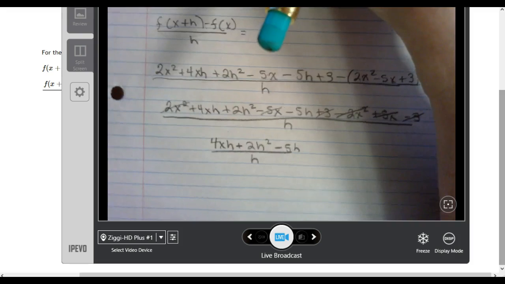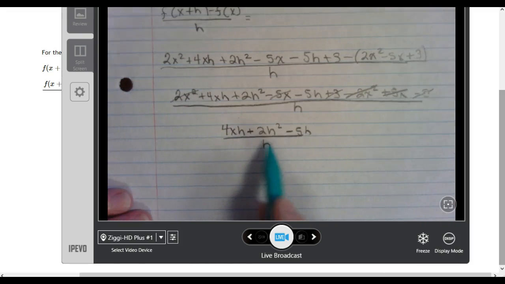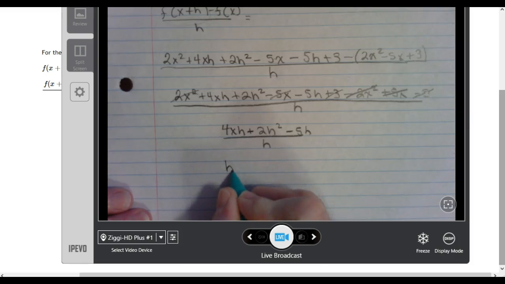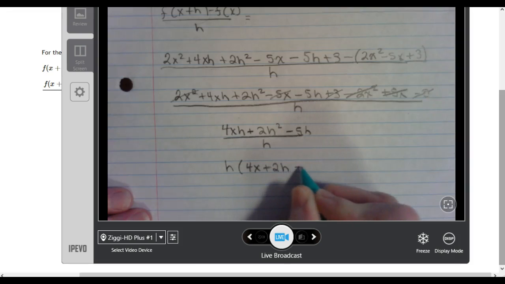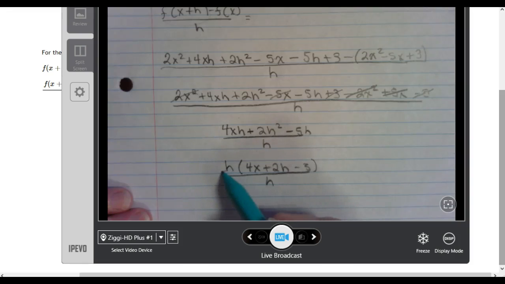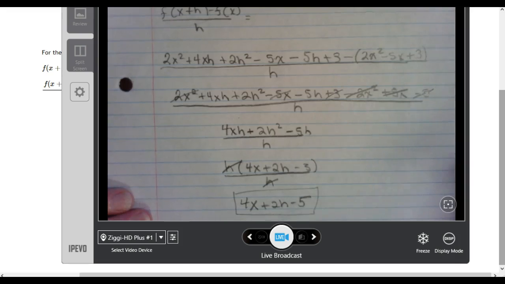So let me give us a little more paper here. I do have a greatest common factor in the numerator and h. So I'm going to factor that h out and leave me with 4x plus 2h minus 5 all over h. And you can see what happens to these h's. They cancel each other out, and I'm left with 4x plus 2h minus 5. And so that would be my answer to this second part of the question.